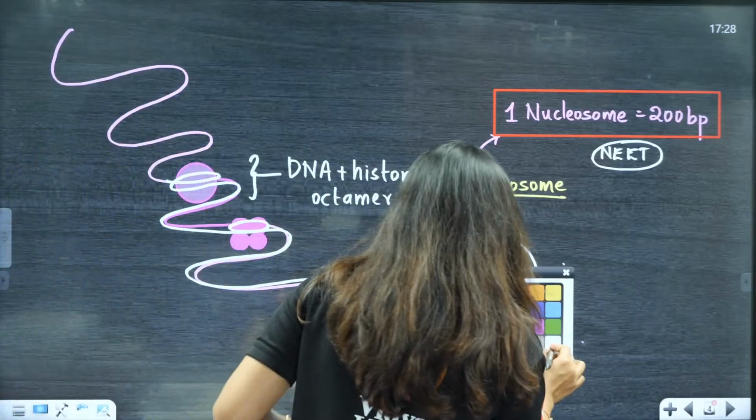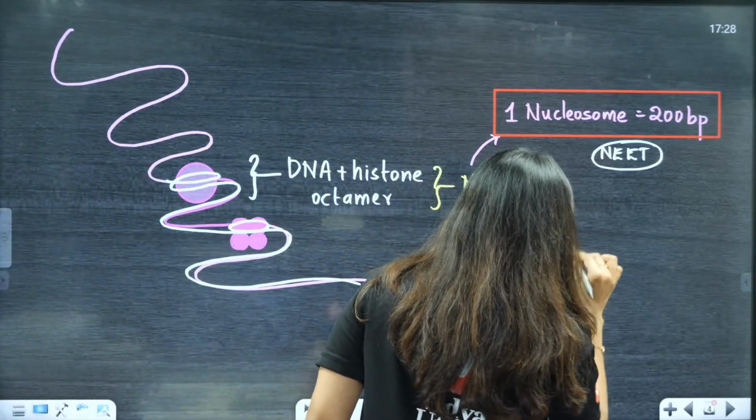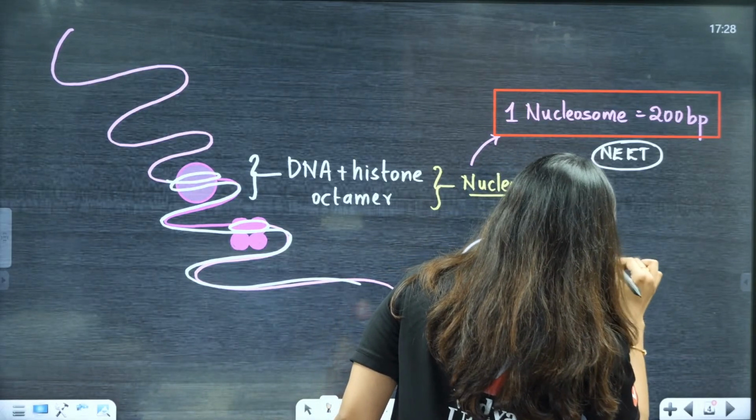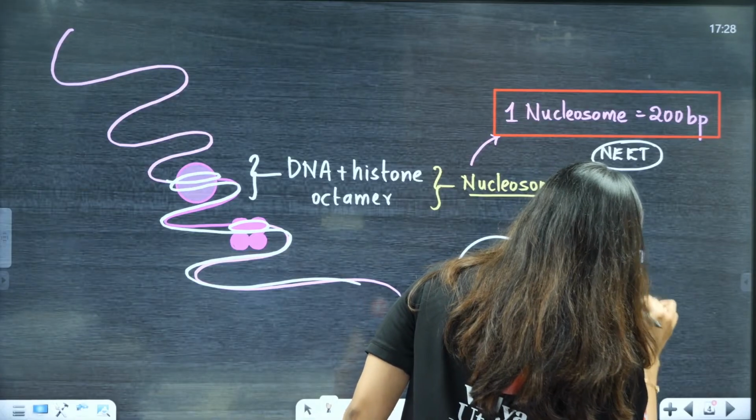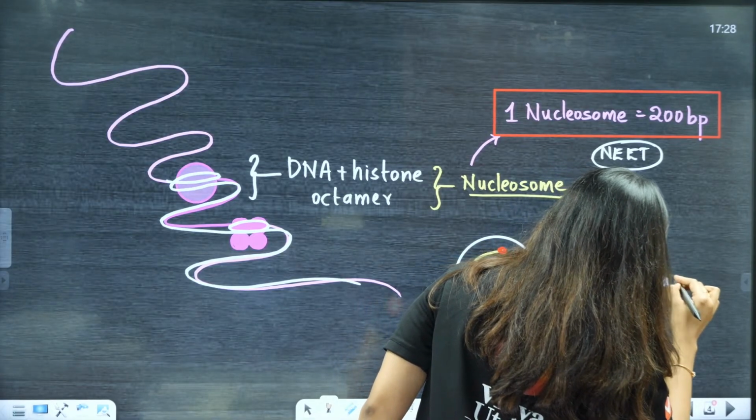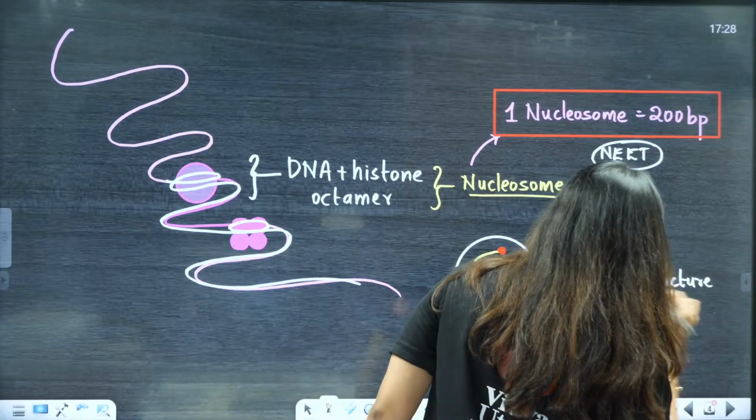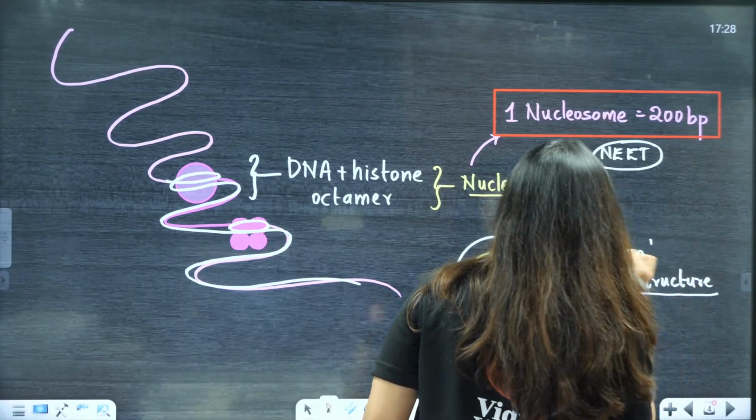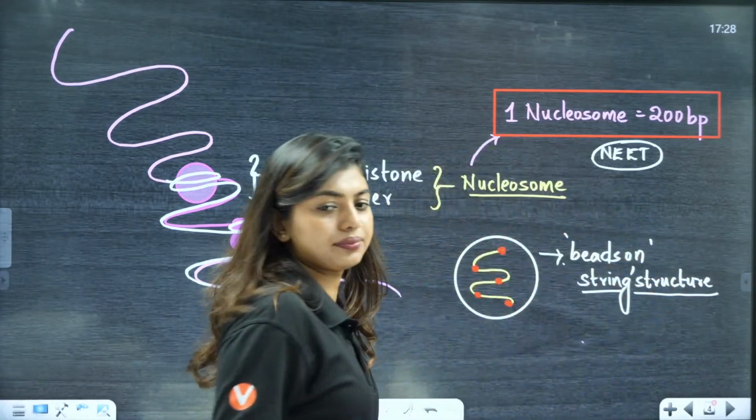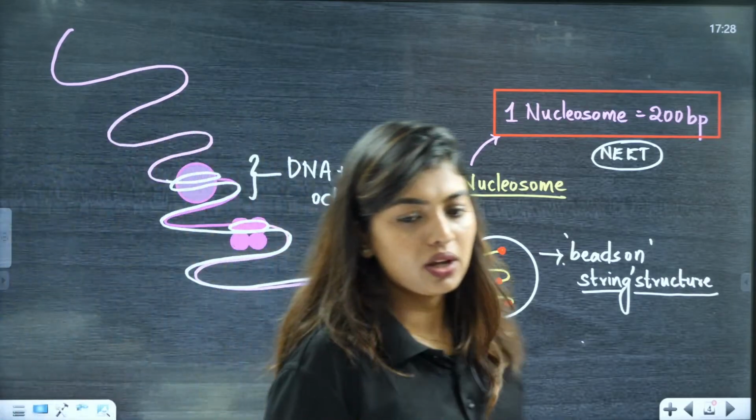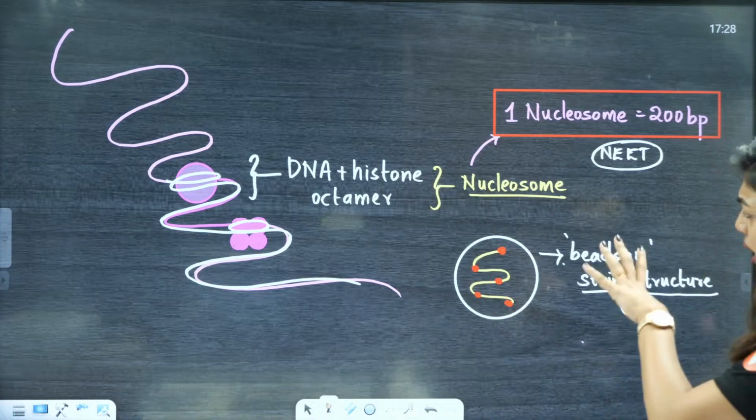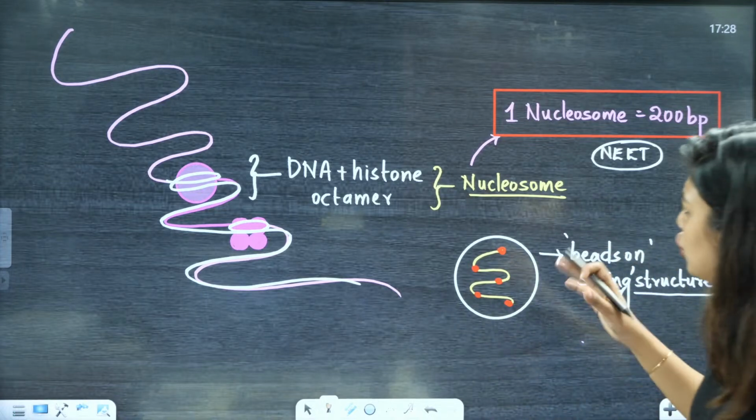Okay, very good. Beads on a string structure. Okay, beads on a string structure. Good job. Understood? Awesome. Now, beads on a string structure is understood, nucleosome is understood.